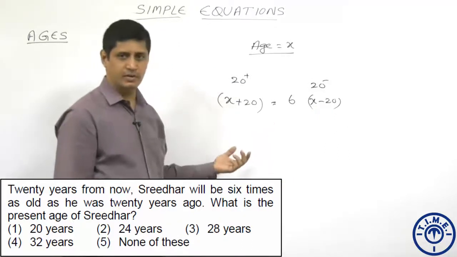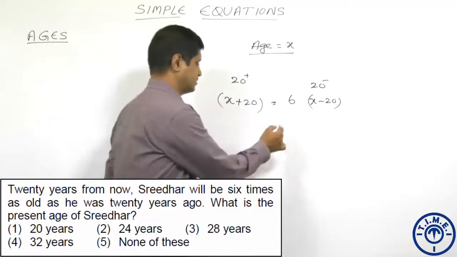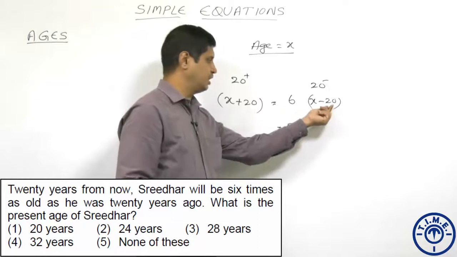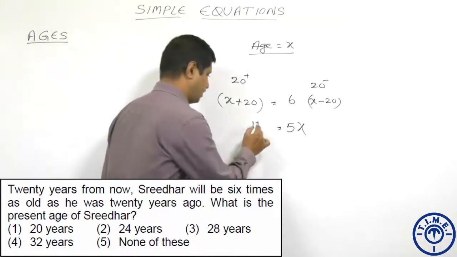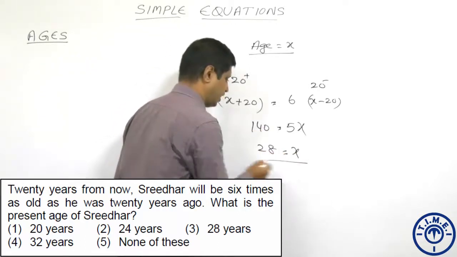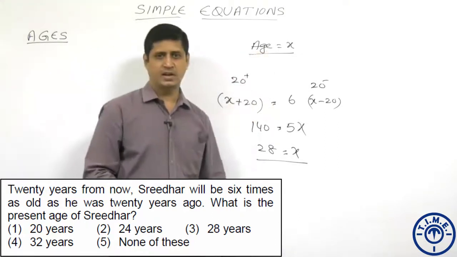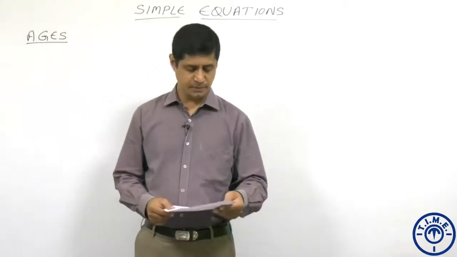By taking variables on one side and numbers on the other side, 6x minus x results in 5x. Now 6 times 20 plus 1 more 20 means 7 times 20, which is 140. The value of x is 28. 28 is the age of Sridhar today. So, what is the right choice? Option 3. Now, look at the next question.